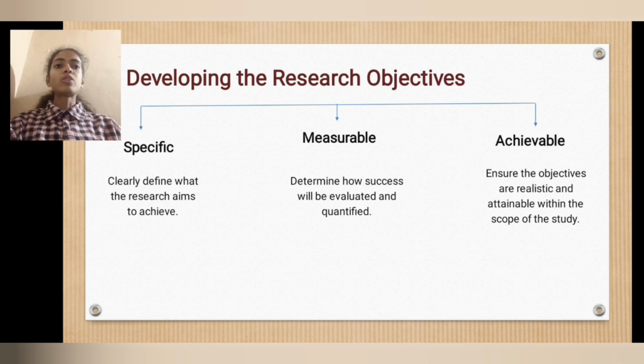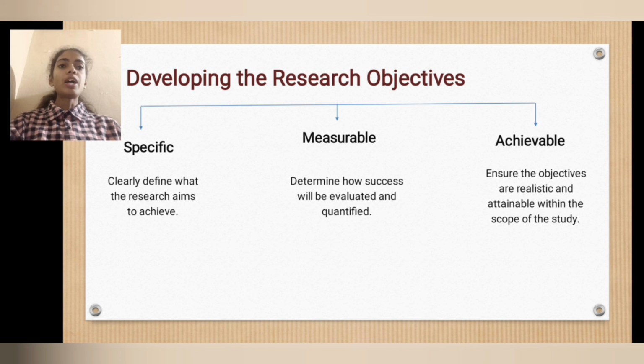For example, to assess the impact of digital learning tools on the academic performance of primary school girls in government model schools. Measurable. Ensure that your objectives can be quantified or evaluated. For example, to measure the improvement in test scores by at least 15% after the introduction of digital learning tools over a 6 months period.